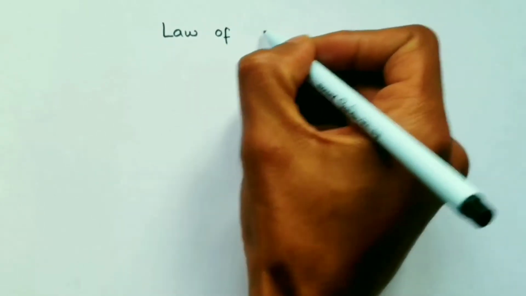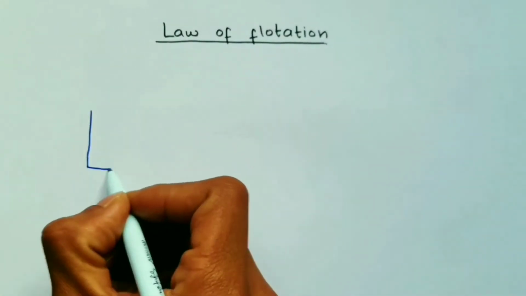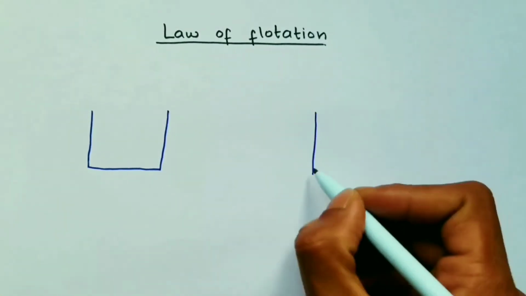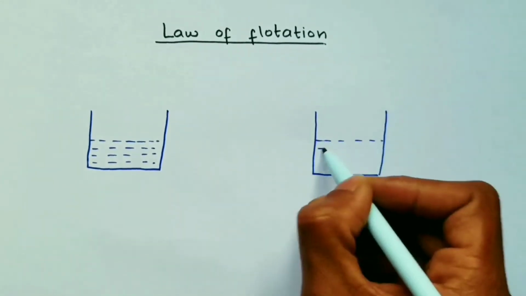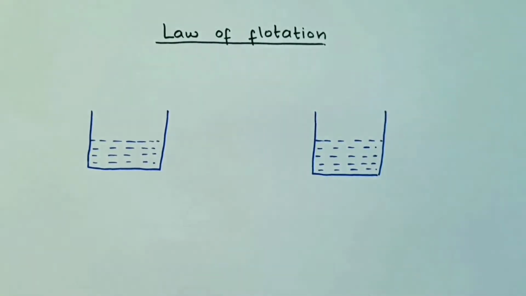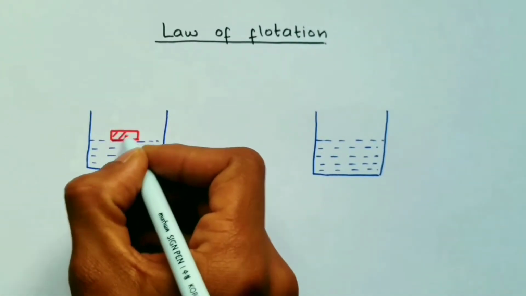Okay, so in this video, we're going to talk about the law of flotation. The law of flotation deals with why objects float or sink in water. According to our previous conceptions, things float or sink in water due to density. To clarify that, we're going to look at two objects in water.